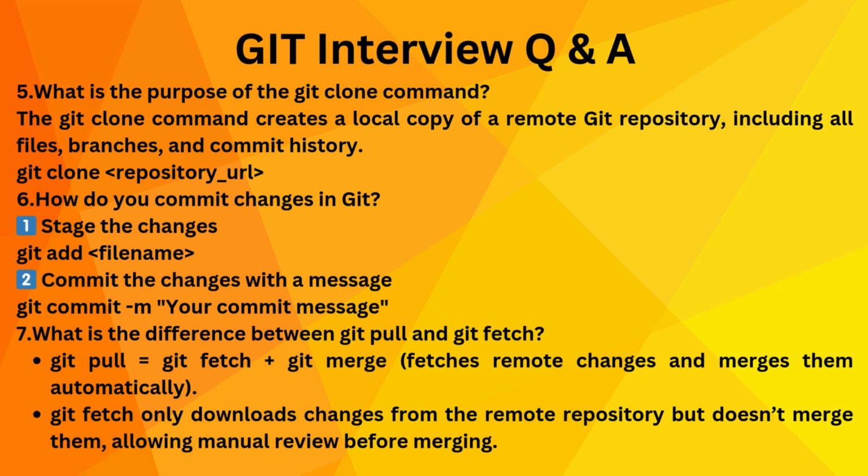How do you commit changes in Git? Follow these steps. Stage the changes: git add file name. Commit the changes with a message: git commit -m "your commit message".